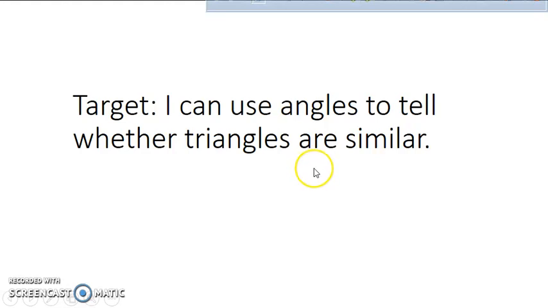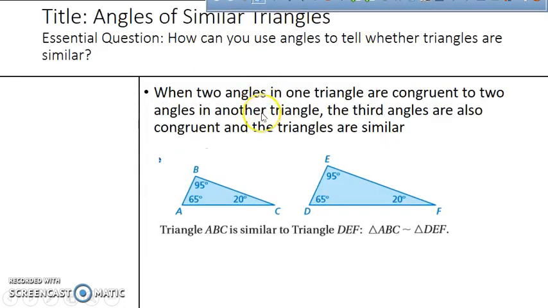Good morning, guys. We are going to be talking about similar triangles and their angles, and we're going to really hone in on how similar triangles are going to be determined if they're similar by just their angles. And again, we're only looking at triangles. This only works with those shapes. It does not work with others, so don't think about any other shape but triangles. Let's go ahead and get started.